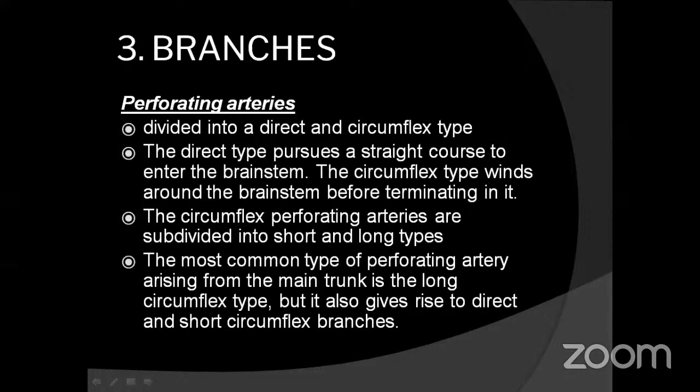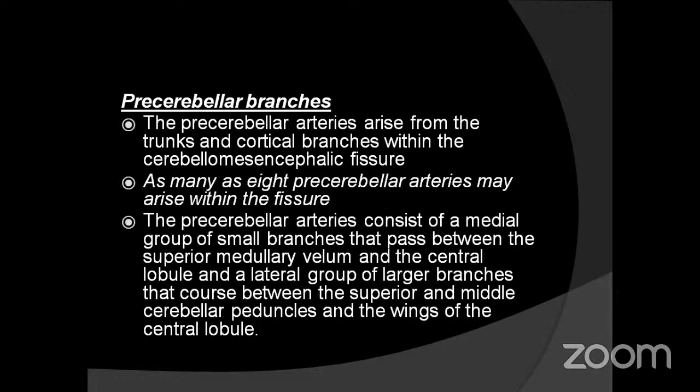The circumflex types are further subdivided into short and long types, depending on the 90-degree turns they take and how much distance it takes to enter the brainstem. The most common type of perforating artery arising from the main trunk is a long circumflex type, but it also gives rise to direct and short circumflex branches.